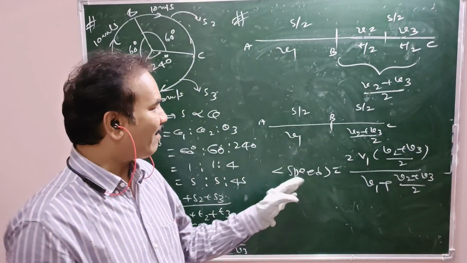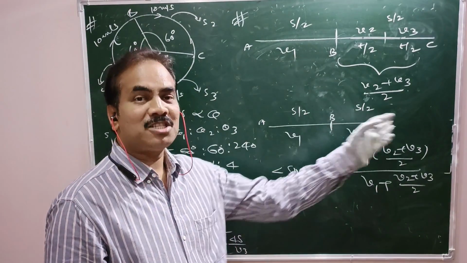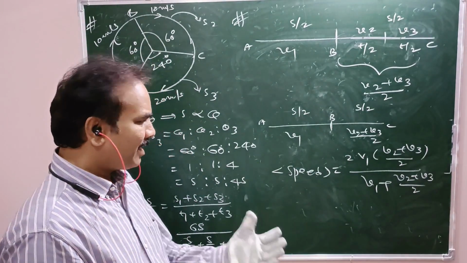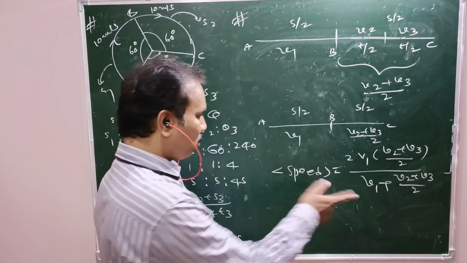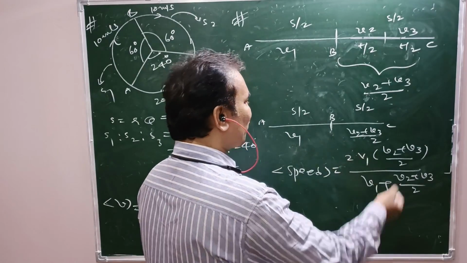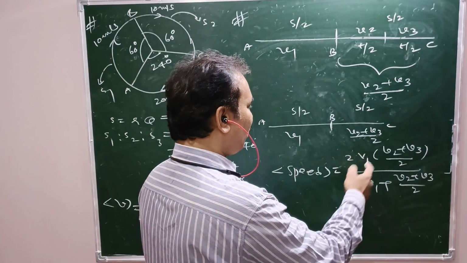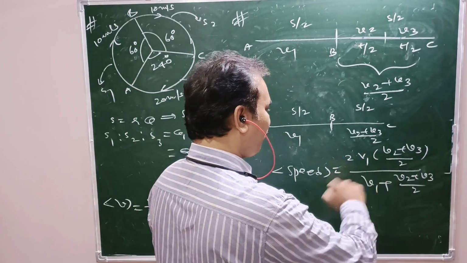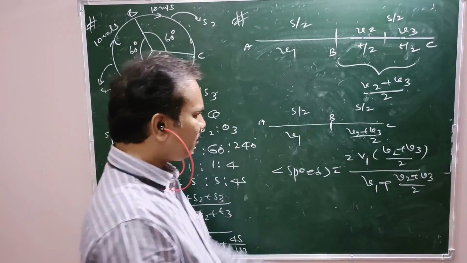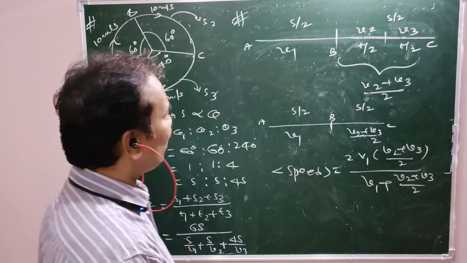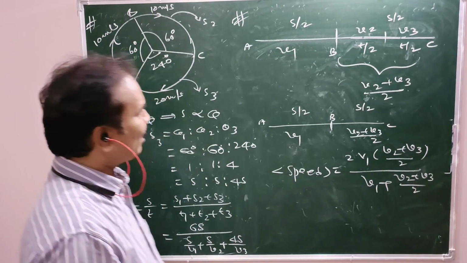Now what is the average speed here? As it is distance average speed, what is the distance average speed in case of two equal segments? 2 v1 v2 by v1 plus v2, right? We can extend this also. Alright, now coming to another case.